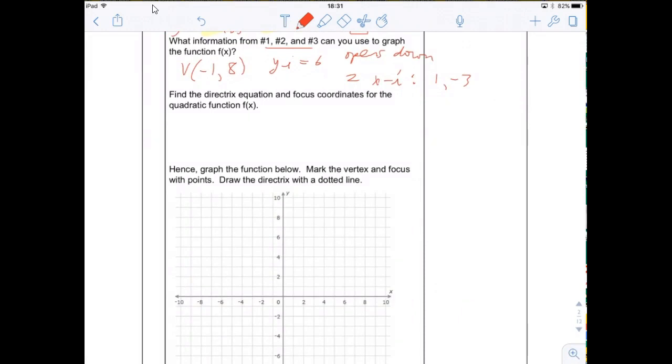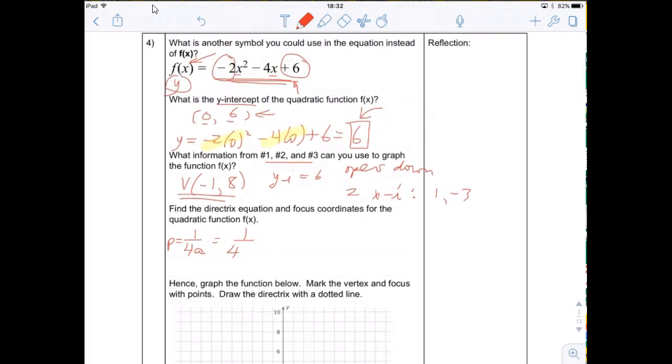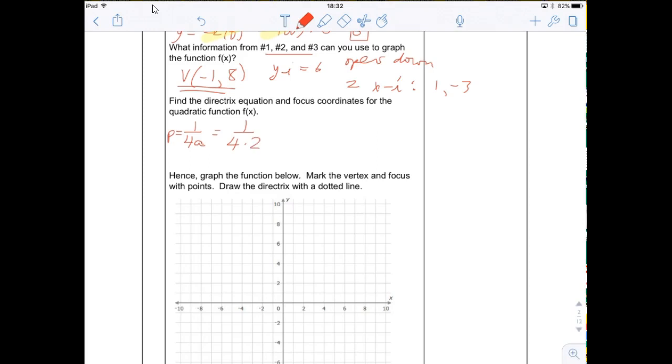Last thing. Find the directrix equation and focus coordinates for the quadratic function. Remember, to find the directrix equation and focus coordinates, first you take the vertex, and then you look at a distance of 1/4a away from the vertex. We call that distance p. So it would be 1/4a. A happens to be -2, right? Instead of -2, you could just put +2 because it's a distance. It doesn't matter if it's negative. So the distance we're looking at is 1/8. That's pretty small.